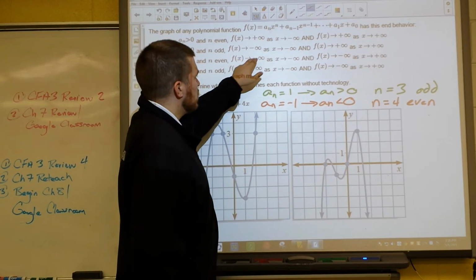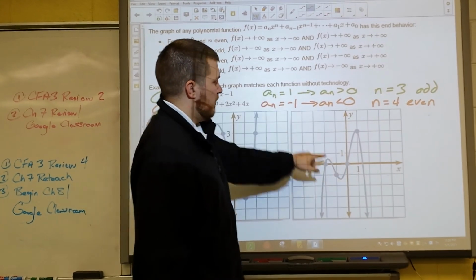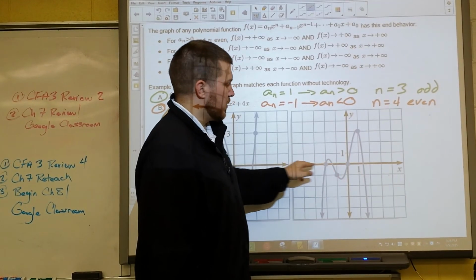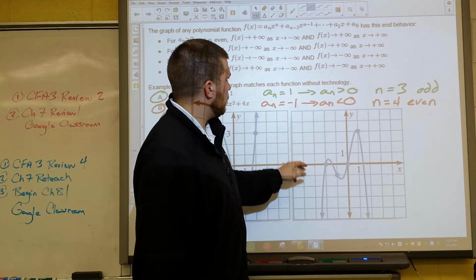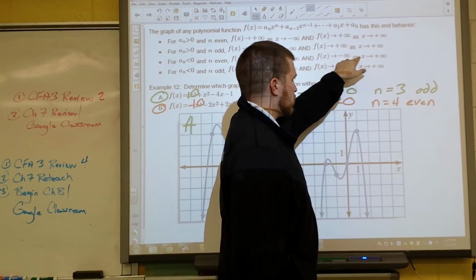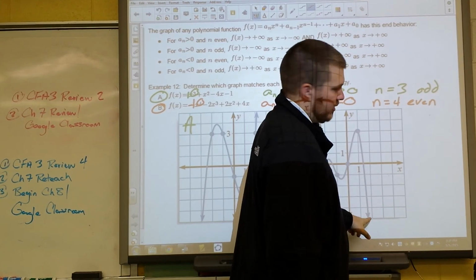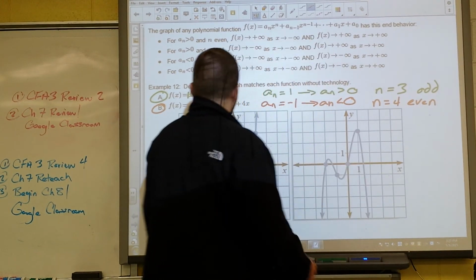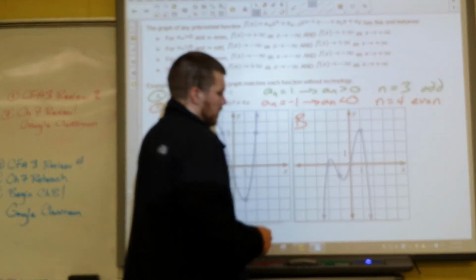So the y values fall as we go to the left of the graph. That's working so far. The y values fall as we go to the right of the graph. That matches. So this is graph B.